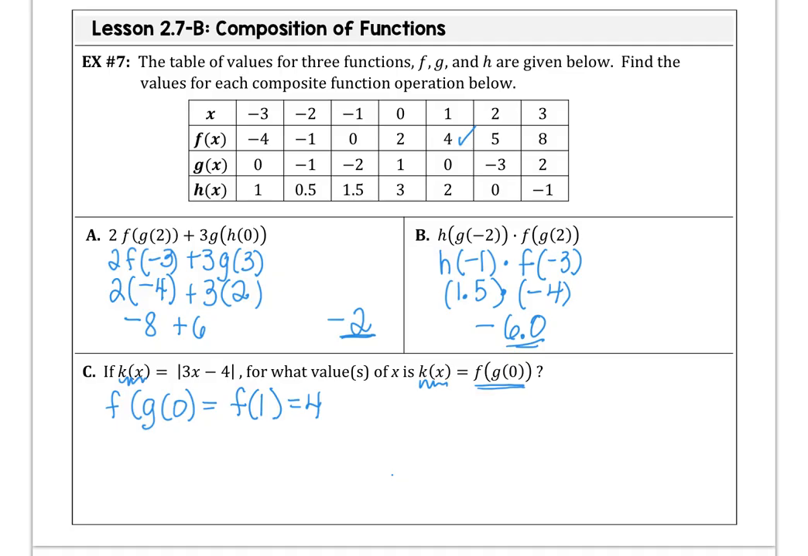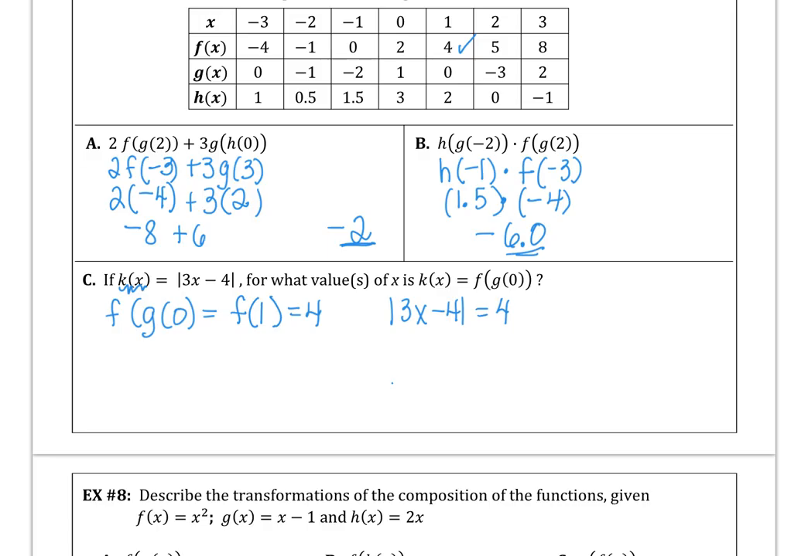So knowing what the f of g of 0 is gives us the k of x. And we see the k of x is the absolute value of 3x minus 4. So let's solve that absolute value. 3x minus 4 has to be equal to 4. So two things are true with absolute value. Either 3x minus 4 equals 4, or 3x minus 4 has to be the opposite, so it has to be -4, because absolute value is either a positive value or it's a negative value, the opposite.